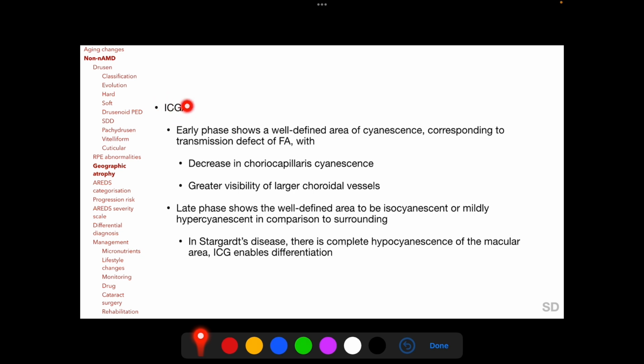In the early phase of indocyanine green angiography, there is a well-defined area of differential cyanescence from the background choroidal cyanescence, with decrease in choriocapillaris cyanescence and greater visibility of larger choroidal vessels. And late phase of ICGA shows the well-defined area to be isocyanescent or mildly hypercyanescent, but in contrast, in Stargardt's disease, there is complete hypocyanescence of the macular area, which is called dark atrophy of Stargardt's disease, and thus ICG enables differentiation between Stargardt's disease and geographic atrophy.